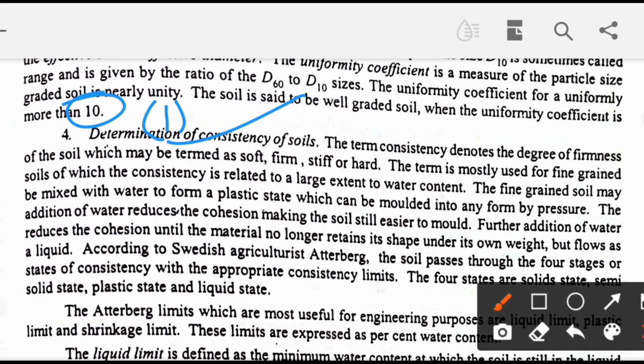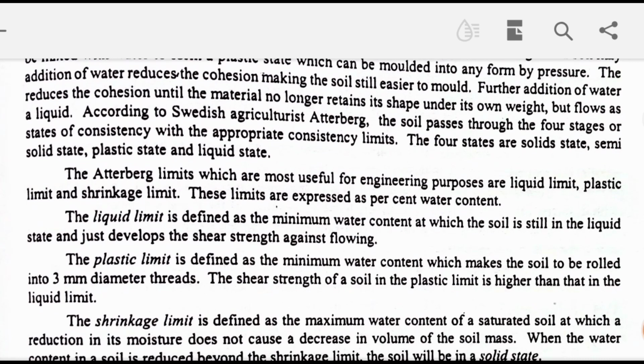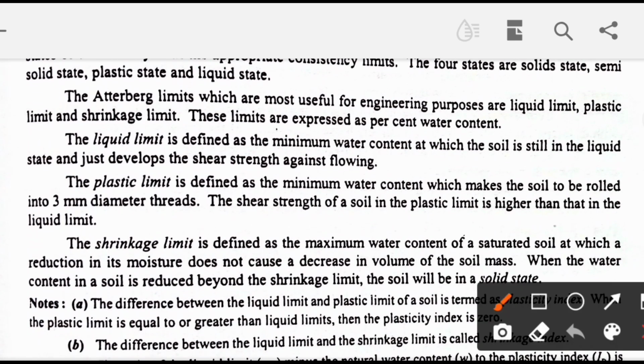According to Swedish agriculturist Atterberg, the soil passes through 4 stages or states of consistency with the appropriate consistency limits. The 4 states are solid state, semi-solid state, plastic state and liquid state. The Atterberg limits, which are most useful for engineering purposes, are liquid limit, plastic limit and shrinkage limit.